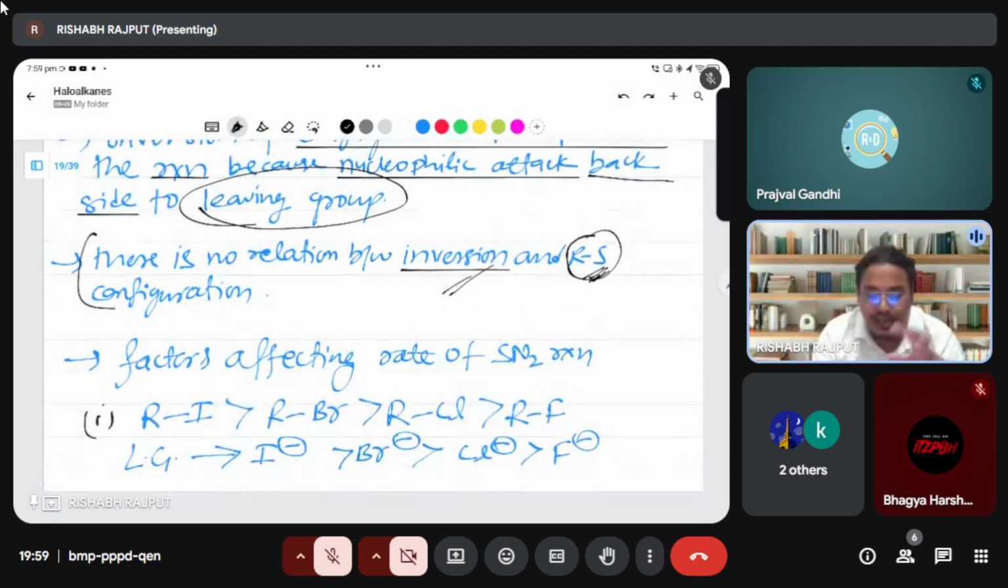Yes, some factors are there in the SN2 mechanism. I will discuss them with you. I negative, Br, Cl, F negative are leaving groups here because they are leaving the alkyl. So iodine is the best leaving group compared to bromine, chlorine, and fluorine.